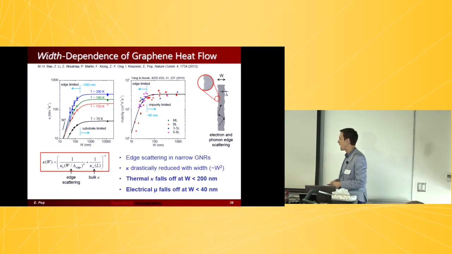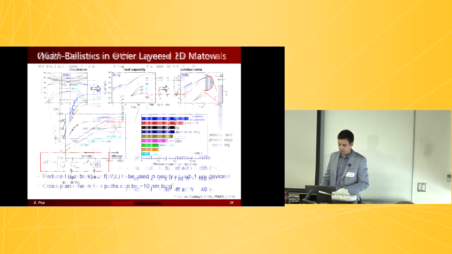I'm done. So again, the interesting difference in the physics is that the thermal conductivity falls off at larger scales, while the electrical mobility falls off at smaller widths. That actually has to do with the phonon and electron mean-free paths being different. The phonon mean-free path is longer. So you start seeing nanoscale effects in phonons before you see them in electrons, at least in graphene.